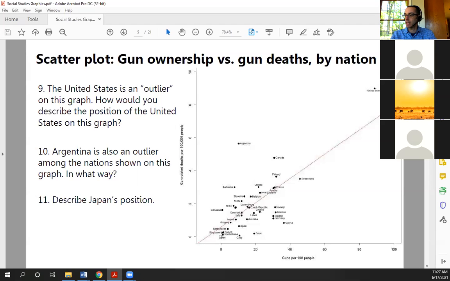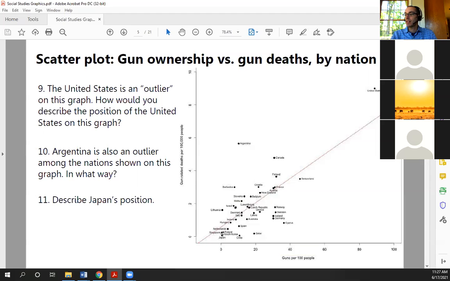Okay. Describe Japan's position. Here's Japan way down here. It looks to be basically about zero, almost. Yeah, zero. Nothing happened there. Sounds like it'd be a nice, safe place to live.